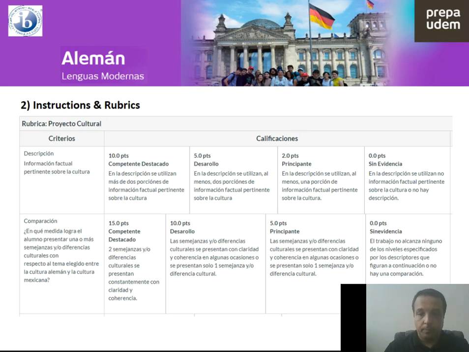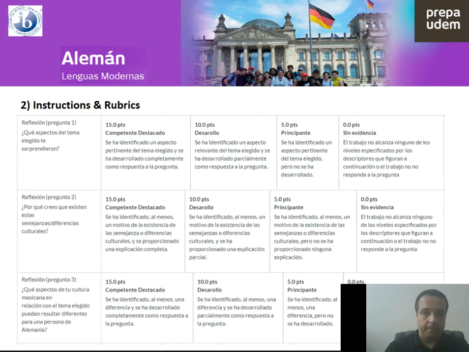And for full points, you also need to have comparative language in your essay. That means, for example, as well as in Germany, in Mexico it is like that. In contrast to Germany, this is how it is in Mexico, something like that. You need to have that to get the full points. It should also have clarity, so that the teacher can follow your thoughts, and it should have coherence, meaning it is connected to each other.